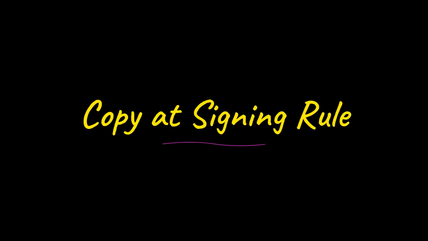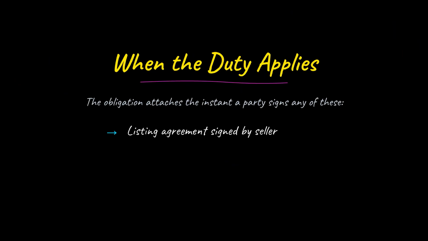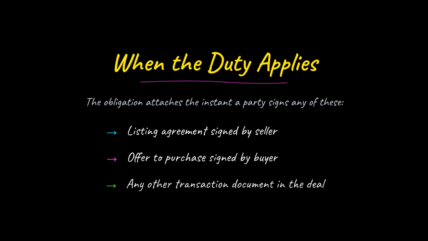Ohio law imposes a simple but strict duty on licensees. Whenever any party signs a transaction document, that person is entitled to a copy immediately. Not later, not after a follow-up email, but right then at the moment of signing. The rule covers every transaction document, including the listing agreement, any offer to purchase, and any other paperwork the parties sign during a deal. Each signing event triggers its own independent obligation.